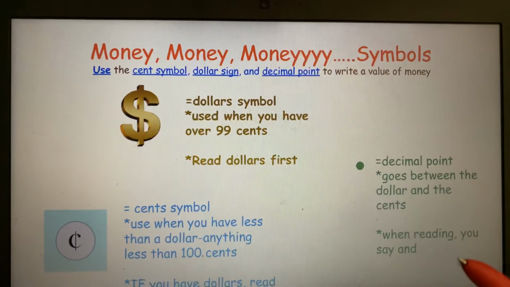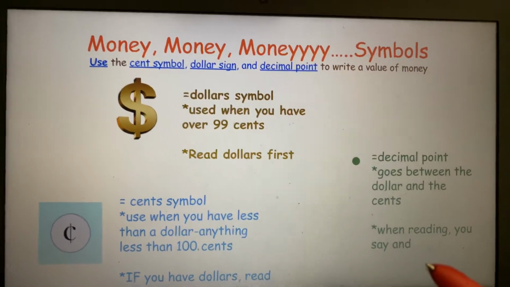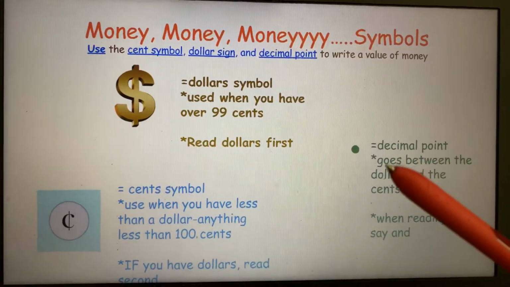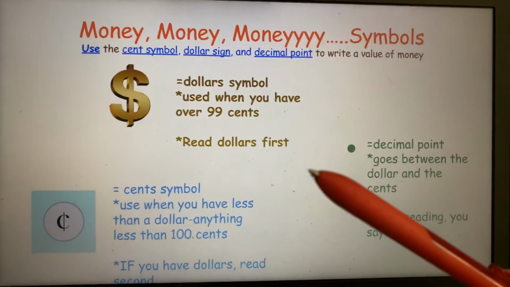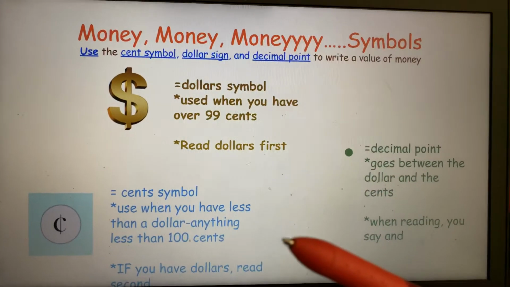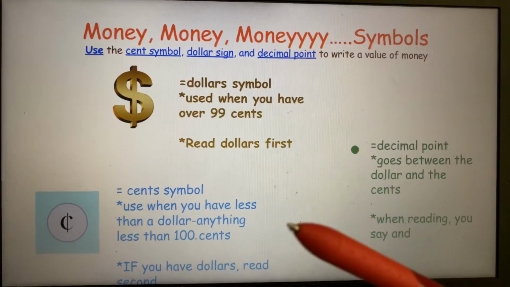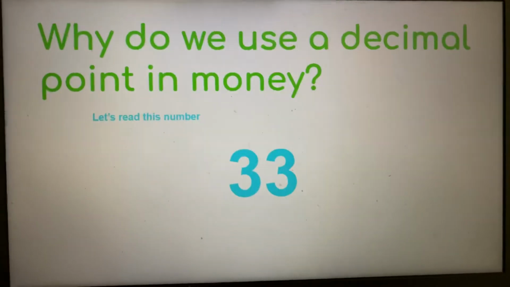And when you read it, you're going to say the word and. So if you had $1 and 35 cents, you would see that little decimal point there. You're not going to say $1 decimal point 35 cents. You're going to say $1 and 35 cents. So let's get moving on.